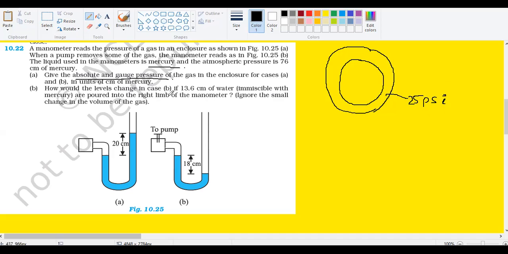How would the levels change in case B if 13.6 centimeter of water immiscible with mercury are poured into the right limb of the manometer? So right limb means this side. So suppose if I pour some water, so you'll push it this way, I think. Okay, maybe this diagram is not for this. This is for the first part.